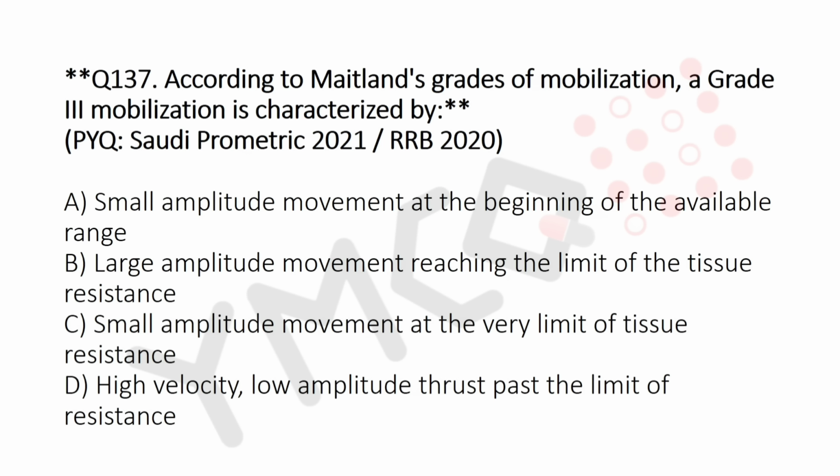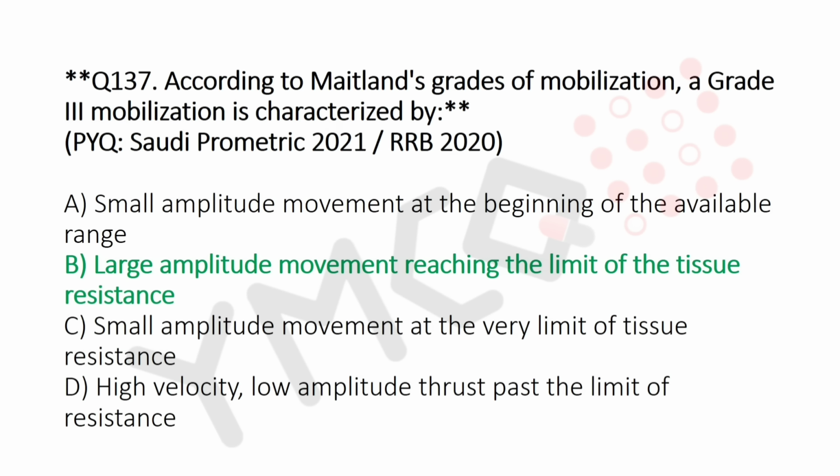According to Maitland's grade of mobilization, a grade 3 mobilization is characterized by option A, small amplitude movement at the beginning of the available range. Option B, large amplitude movement reaching the limit of tissue resistance. Option C, small amplitude movement at the very limit of tissue resistance. Option D, high velocity, low amplitude thrust past the limit of resistance. And the answer is option B, large amplitude movement reaching the limit of tissue resistance.